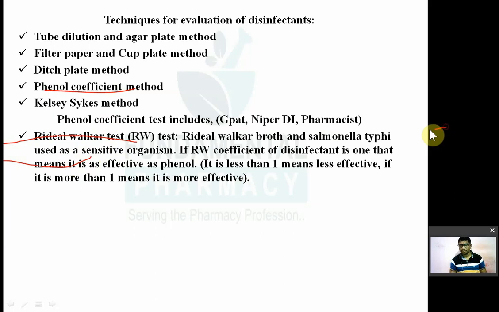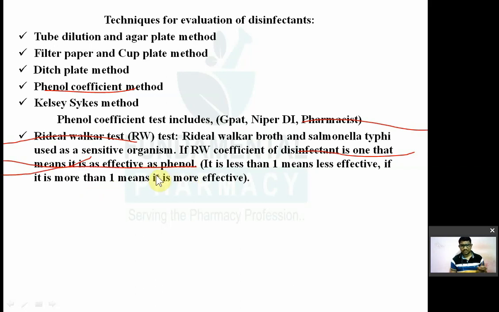sensitive organism. If RW coefficient, Rideal-Walker coefficient, okay, RW मतलब वही Rideal-Walker coefficient. So if RW coefficient is 1, किसी disinfectant का RW coefficient 1 होता है. So if any disinfectant has RW coefficient 1, that means it is as effective as phenol. So it is expressed in terms of comparison with the phenol.